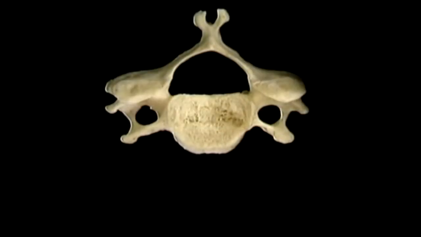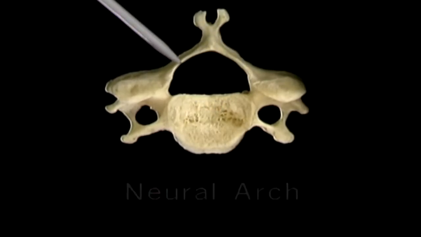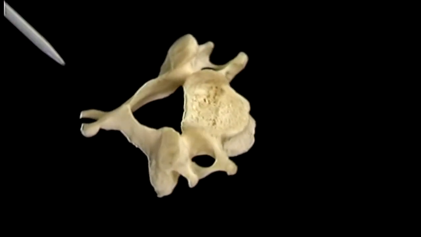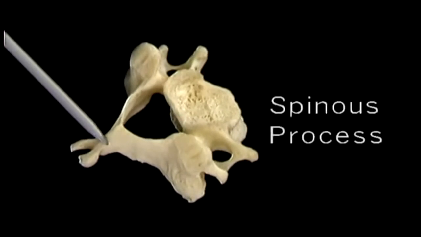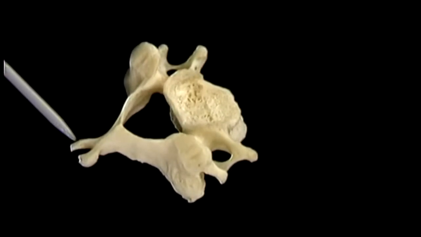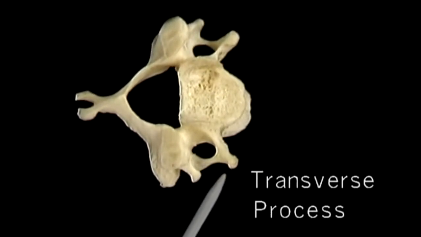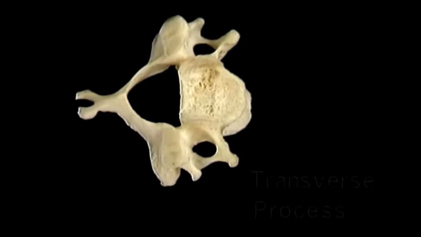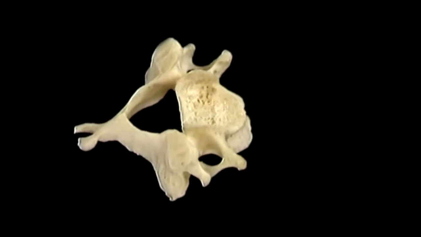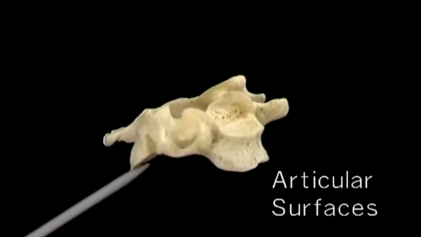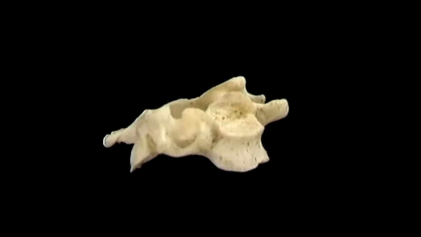As we've seen in Volume 3, a typical cervical vertebra has a body in front and a neural arch behind, enclosing the vertebral foramen. It has a spinous process behind with two tuberosities and a transverse process on each side, also with two tuberosities. On each side there are two articular surfaces, one above and one below, which form the intervertebral joints.